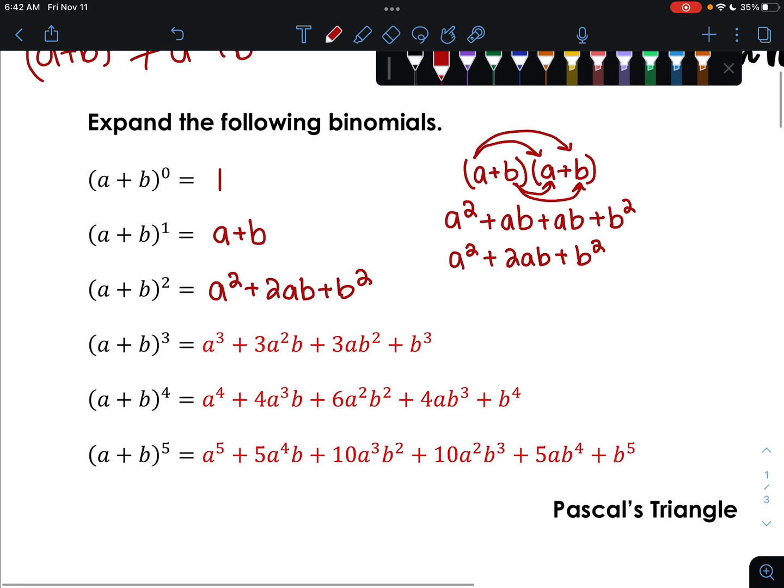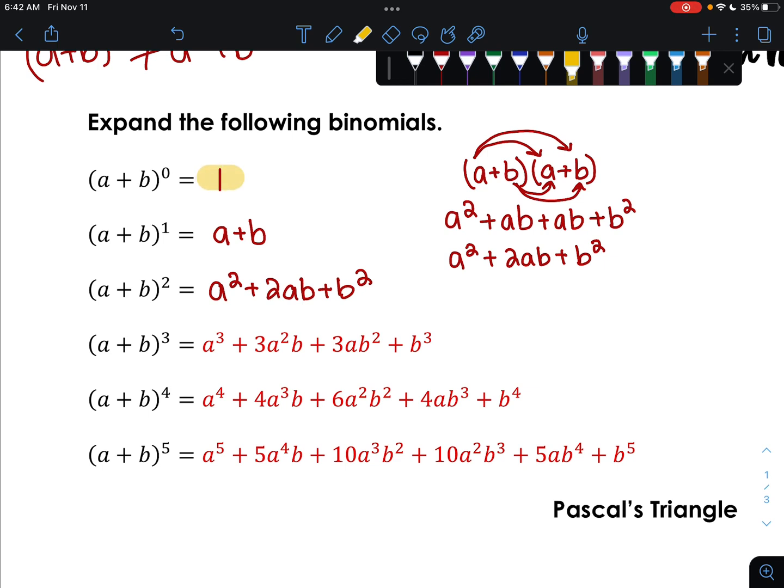Then if we look at a plus b to the third power, I already have that out for you, but that would be a plus b times a plus b times a plus b. Okay, so we get a cubed plus 3a squared b plus 3ab squared plus b cubed. Okay, and then we have a plus b to the fourth and to the fifth.